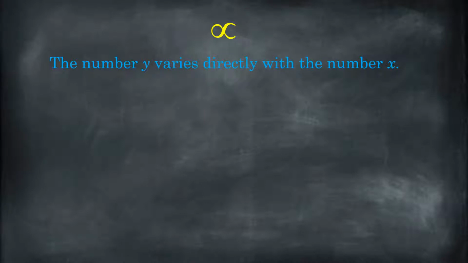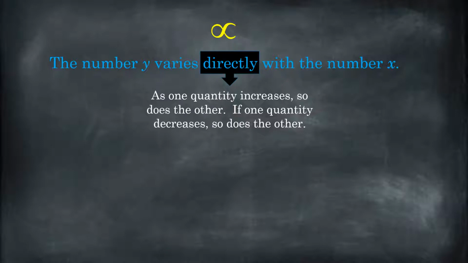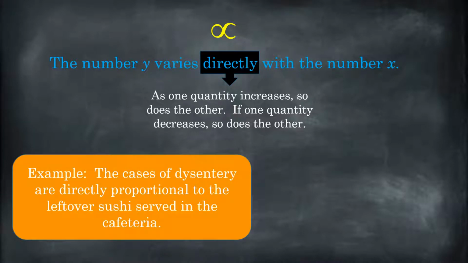Let's say that the number y varies directly with the number x. So the key word here is directly. What directly means is that both quantities grow in the same direction. So if the values are getting smaller for y, the values are going to also get smaller for x. But if y is getting larger, x is also going to get larger. That's what directly varies means. An example would be, say that the cafeteria at school was serving leftover sushi that they got at the gas station. Well, the cases of dysentery are going to be directly proportional to how much leftover sushi was served, right?